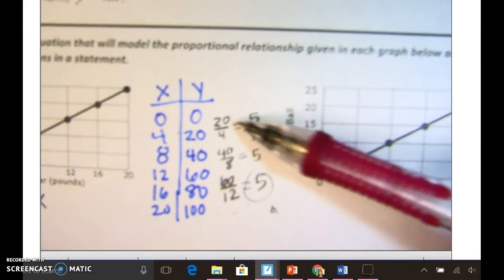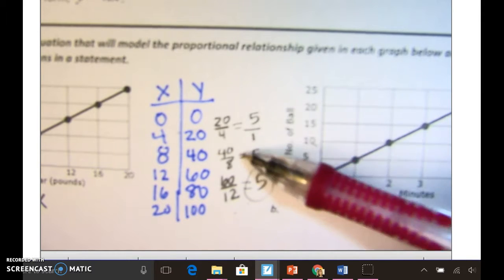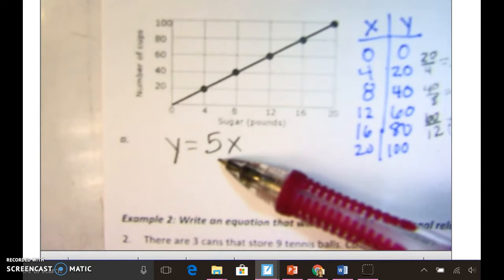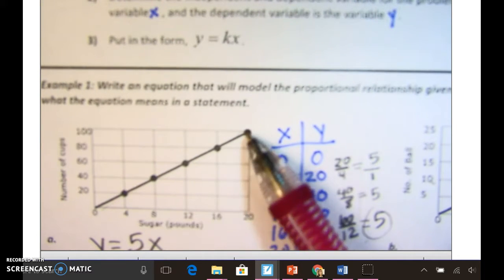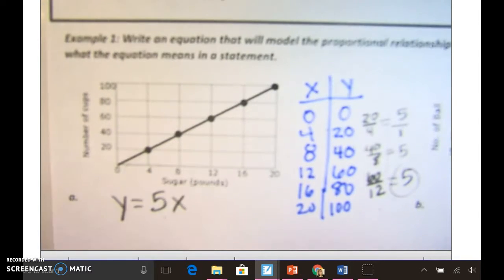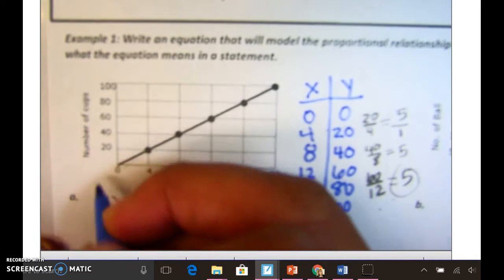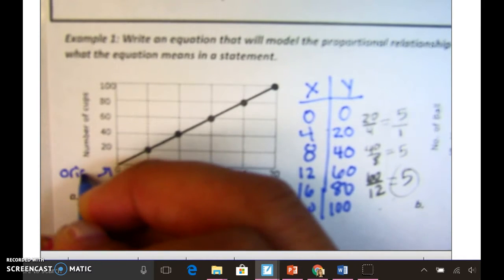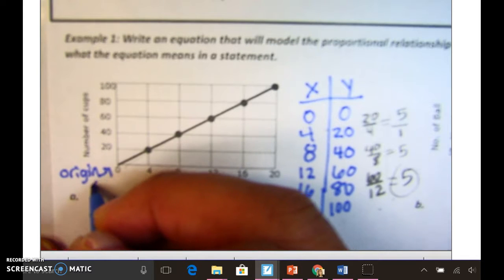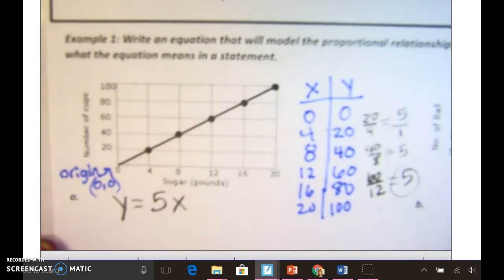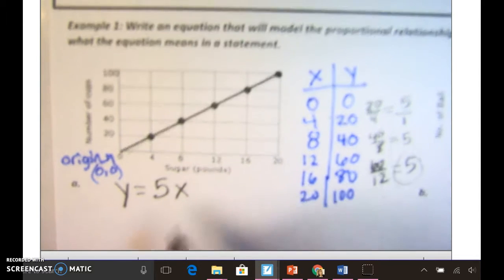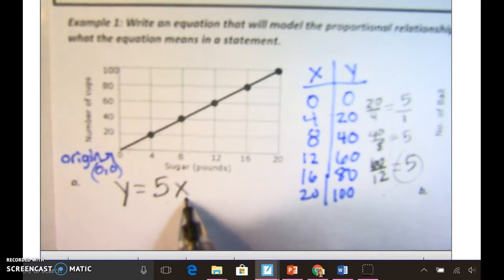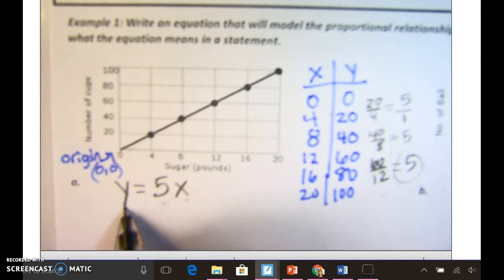You're always going to have the same unit rate. To find that constant, that's going to be your k value in your equation. Your equation is going to be linear, which means it makes a straight line, and it's always going to go through the origin. To be proportional, your graph has to be straight and it has to go through 0, 0. Because when you put 0 in for x, 0 times 5 should equal 0.